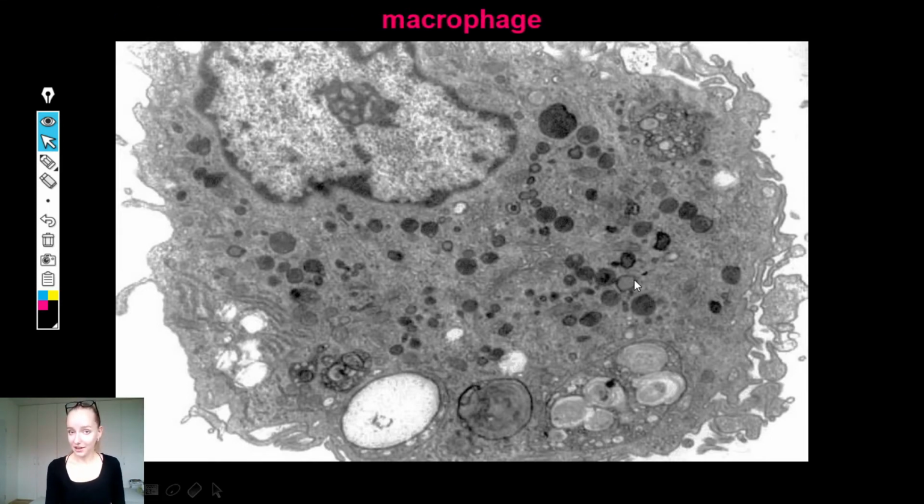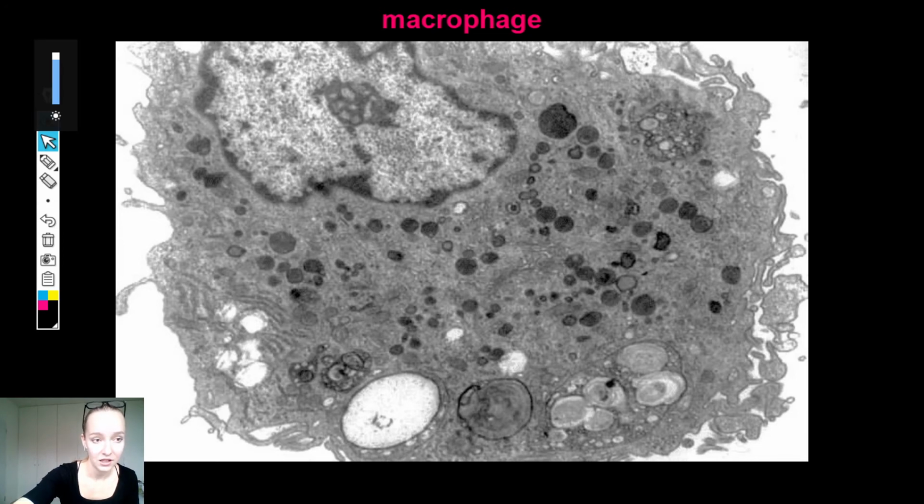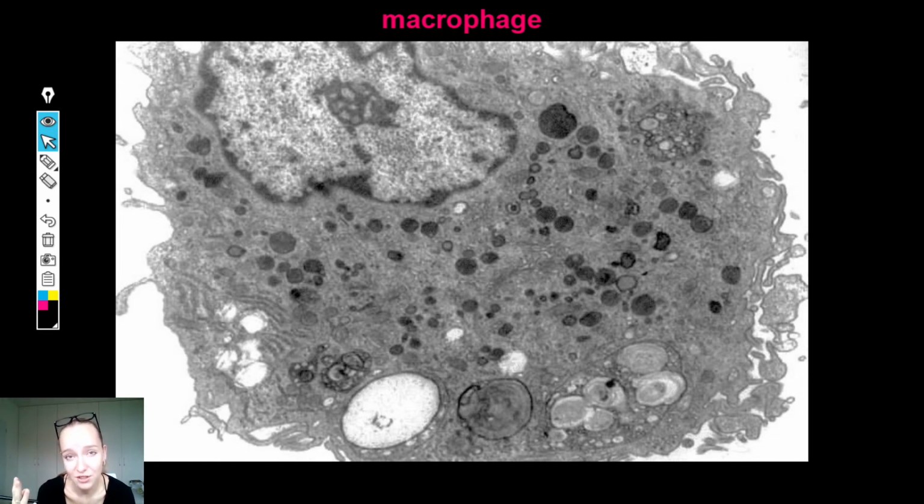Yeah, and here we have a picture of a macrophage. So let's talk about migratory cells. Here we have a picture of a macrophage. This is a picture from an electron microscope. Of course, macrophages are wandering or migratory cells, and macrophages are specialized for phagocytosis, so they eat.